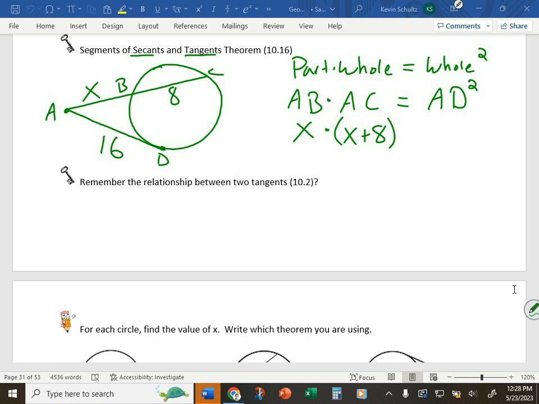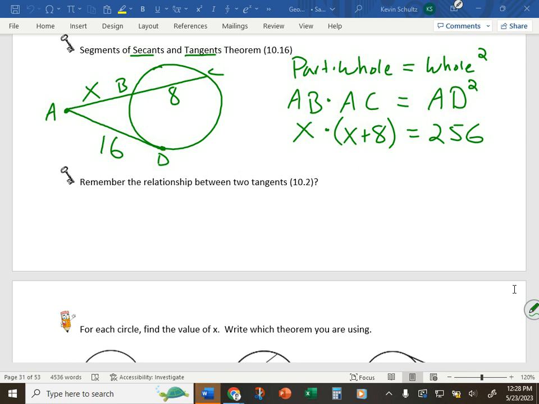Because it's a whole. Yes, it's the whole. It's not x times 8. It's x times x plus 8. And that's equal to the tangent squared, 16 squared, which is 256.